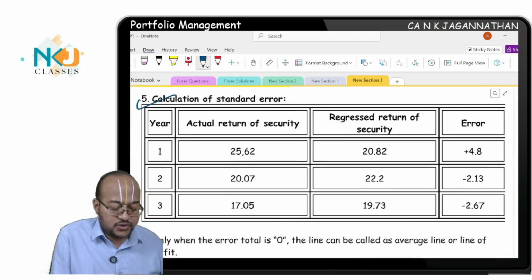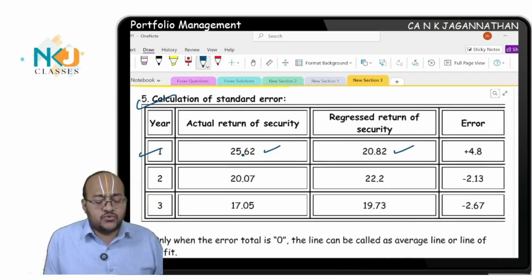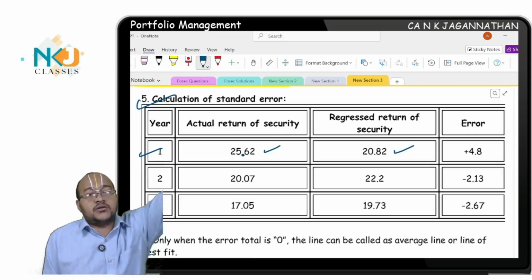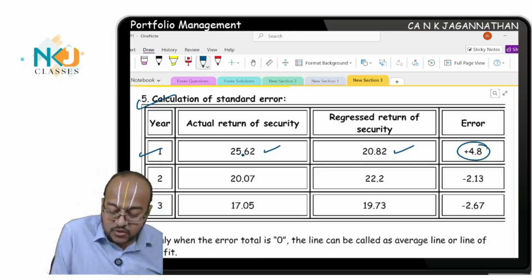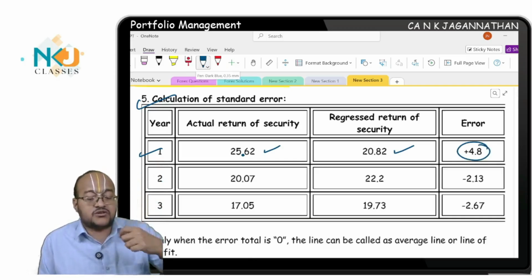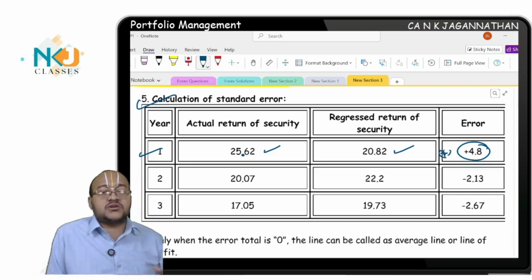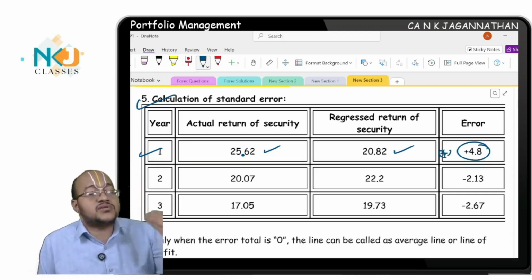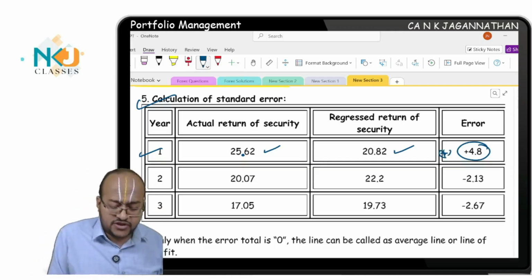Very simple. If you see, for year 1, actual return of the security comes to 25.62, regressed return is 20.82. Actual return falls above the line of best fit. The difference, you tell me what is the standard error? Positive? Yes, because actual return of the security is more than the regressed return. So error is positive, which means the actual return is over-satisfying the average return, correct?